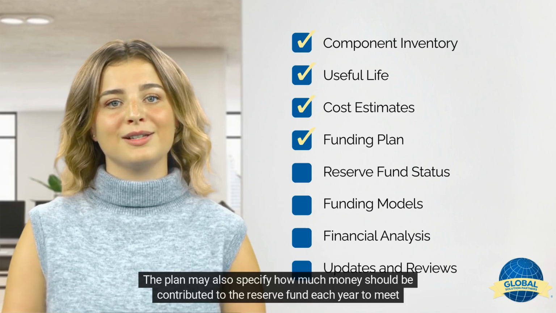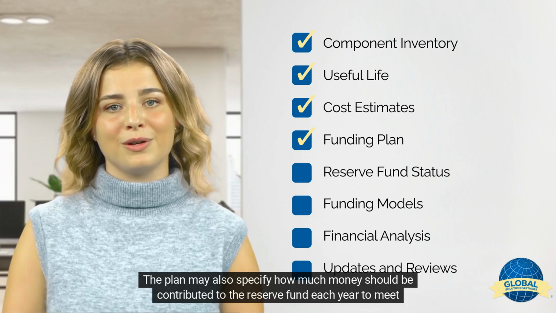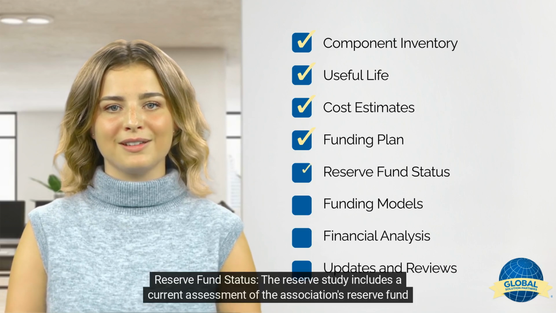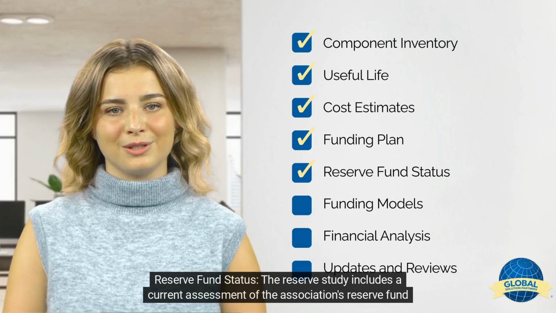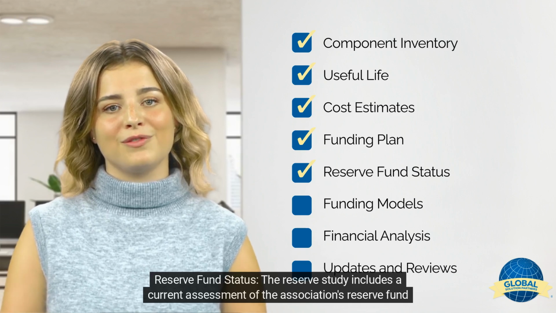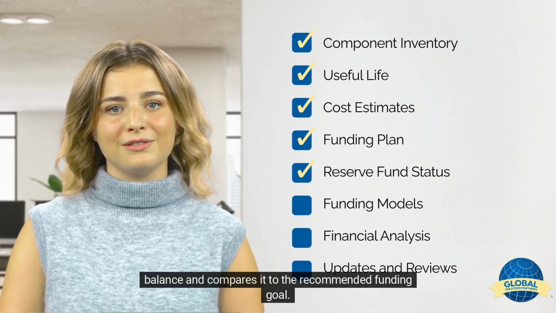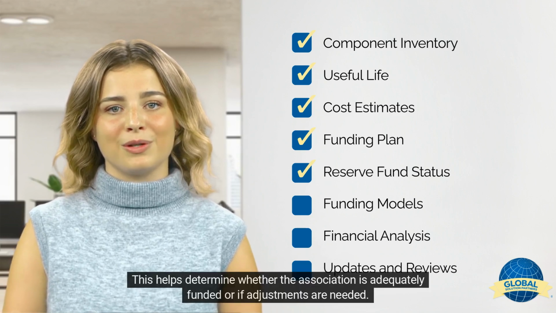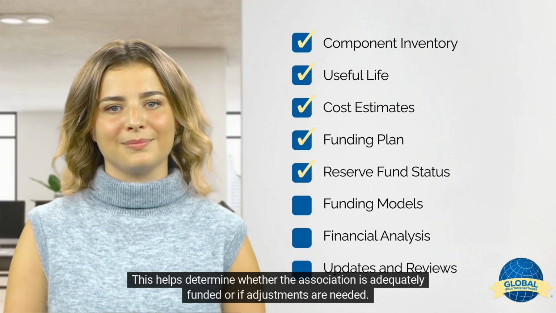The plan may also specify how much money should be contributed to the reserve fund each year to meet the funding goal. Reserve fund status. The reserve study includes a current assessment of the association's reserve fund balance and compares it to the recommended funding goal. This helps determine whether the association is adequately funded or if adjustments are needed.